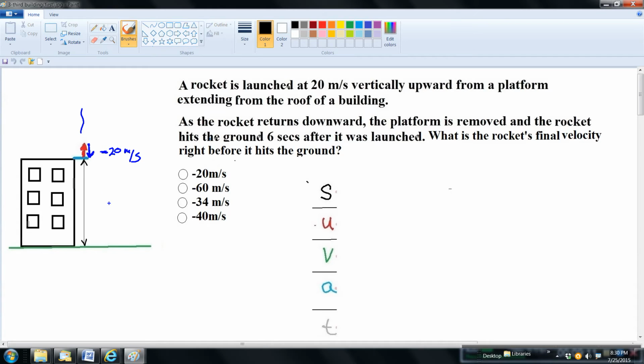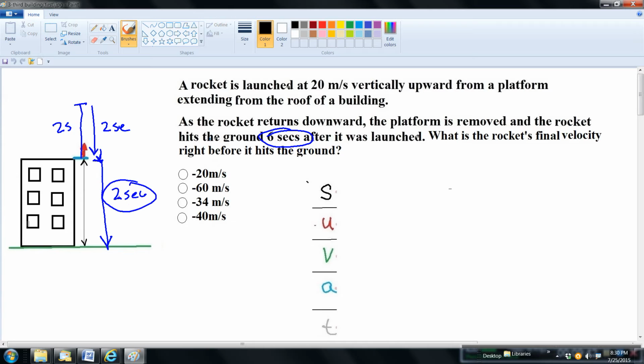Okay, so if we knew all these little things, we could even write another SUVAT problem. So we could say that if we know that it takes 2 seconds to go up and 2 seconds to go down, and that the travel time for this problem is 6 seconds, that means that at this point, when the rocket's right here and continuing downward to hit the ground, at that point it's going to be 2 more seconds.